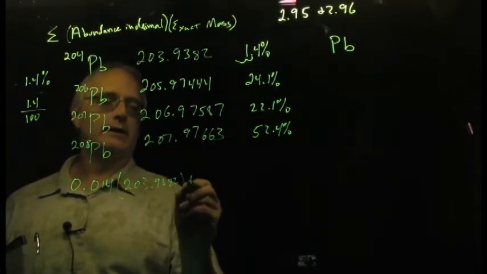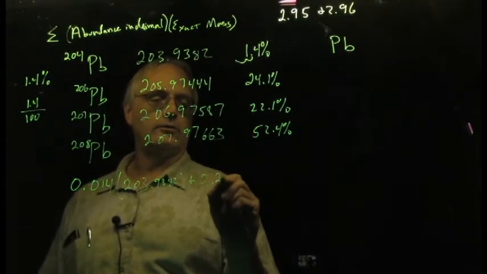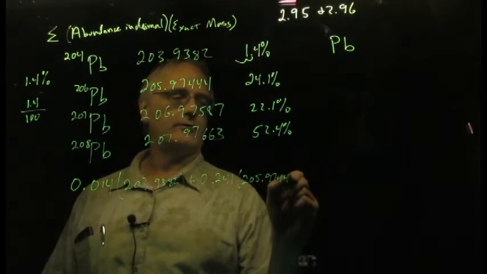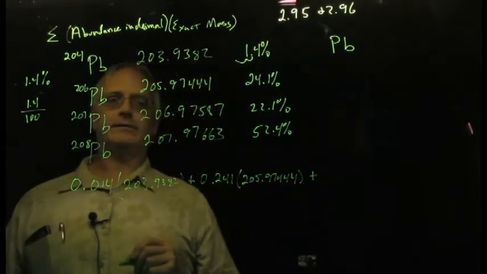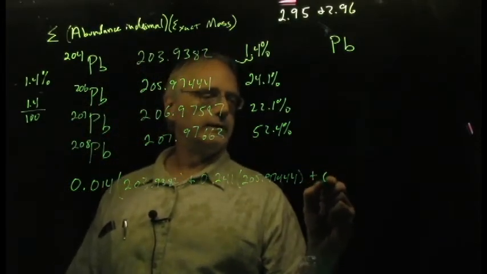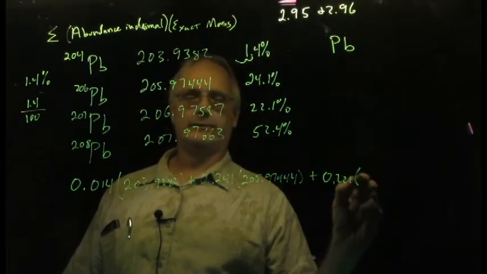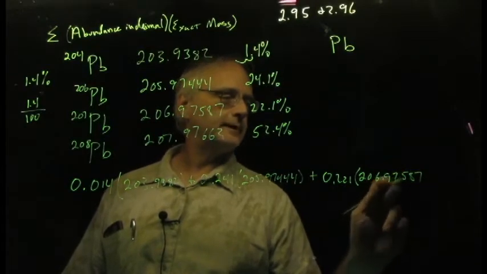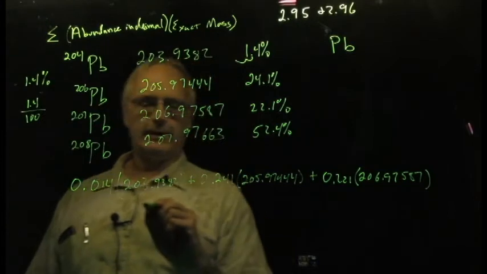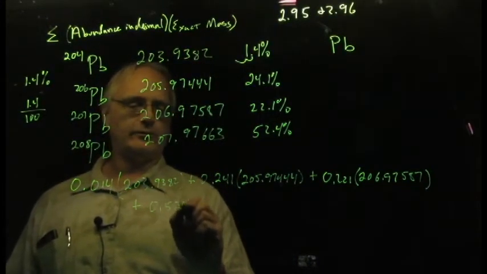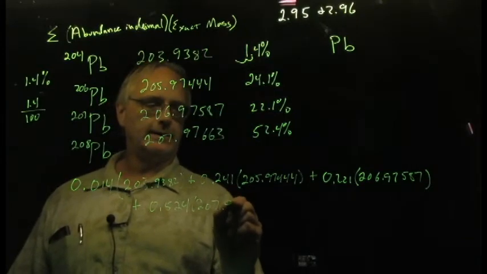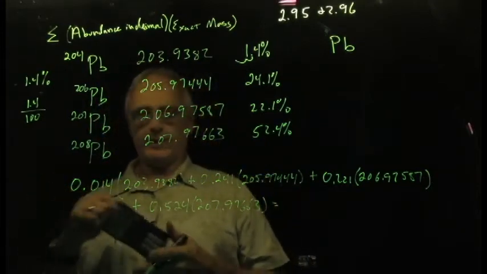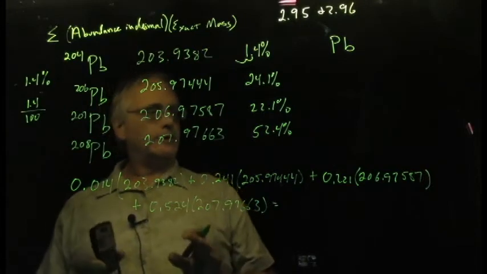203.9382 plus 0.24 times 205.97444 plus, there's just nothing more fun than watching somebody write numbers on a light board, 0.221 times 206.97587, plus 0.524 times 207.97663.